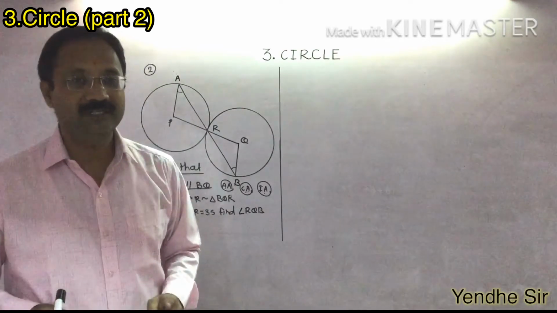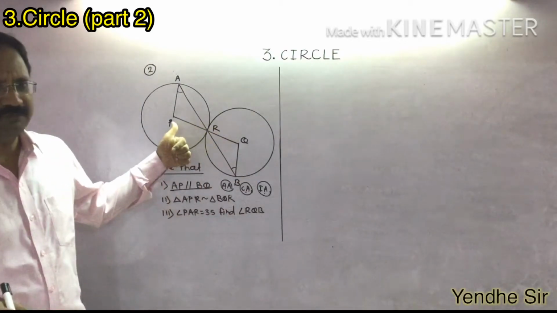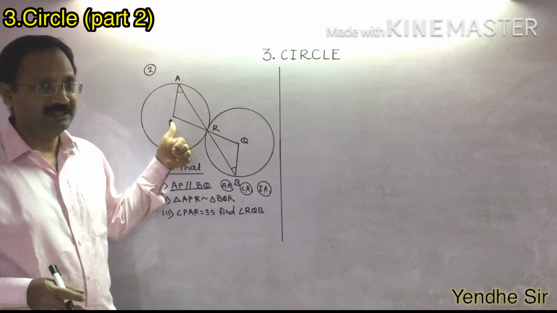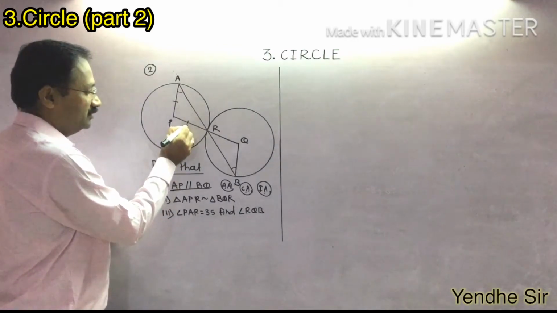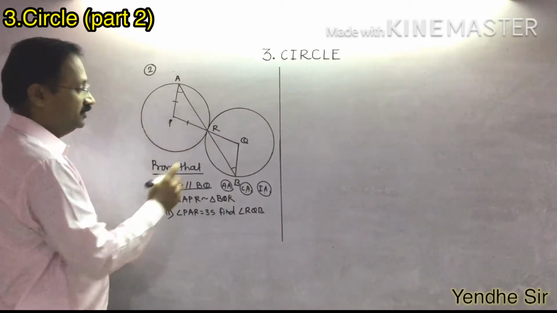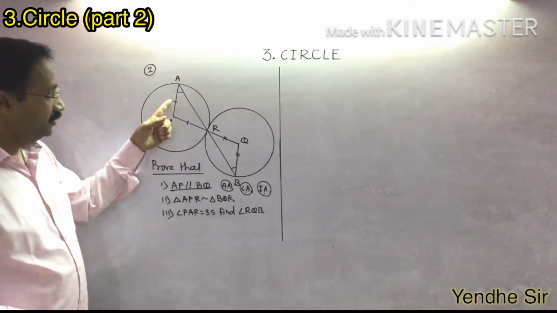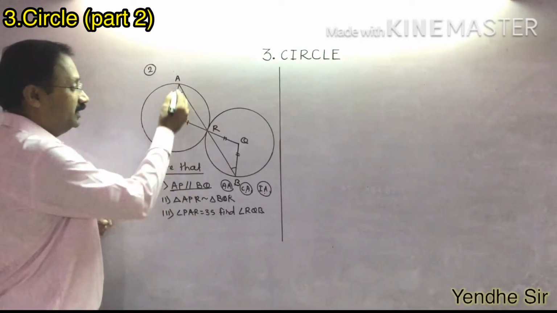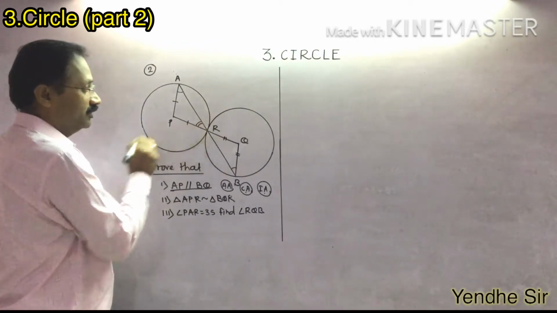The first property is radii of the same circle. Are there more than two radii in the same circle? Yes. See this. These are the radii of the same circle. These are the radii of the same circle. So it will be converted into an isosceles triangle. It means what? If AP is congruent to PR, then their base angles are congruent.